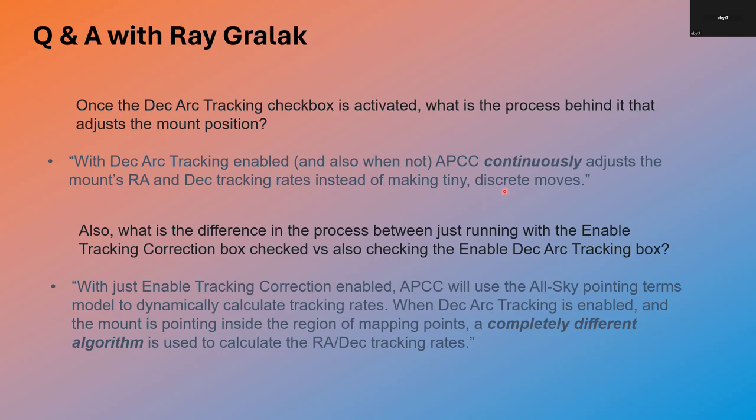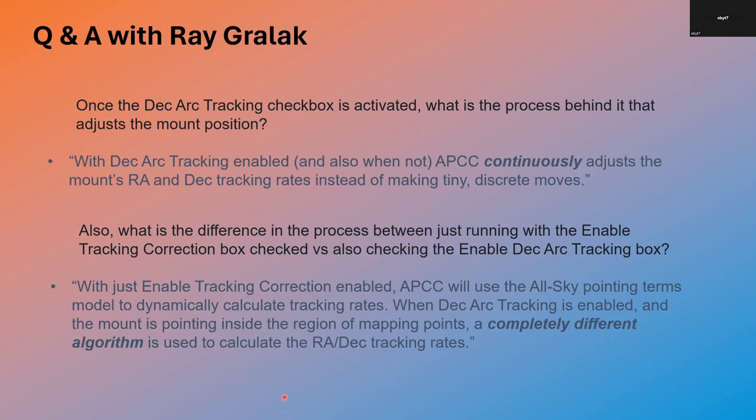Whereas APCC and DEC Arc tracking are constantly adjusting the motor speeds and position of the mount on a fluid, continuous basis, almost like adaptive optics would correct star position, mount position at a very high rate of speed. Also, what's the difference in the process between just running with the enabled tracking correction box checked, which is that native APCC tracking correction, versus also checking the enabled DEC Arc tracking box?